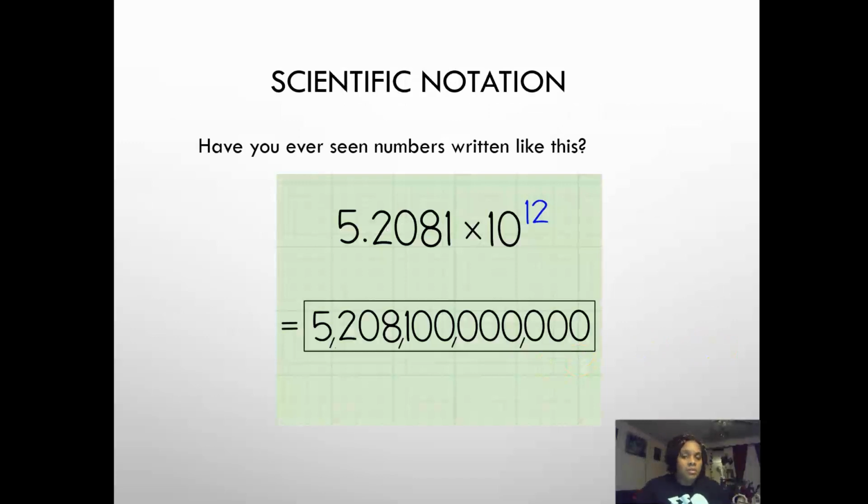Have you ever seen a number written like this? What does this number mean? It just means that the decimal space has been moved over 12 times. So once it's been moved over 12 times, you fill in all those empty spaces with zeros and commas, and you get a standardized number. Okay?